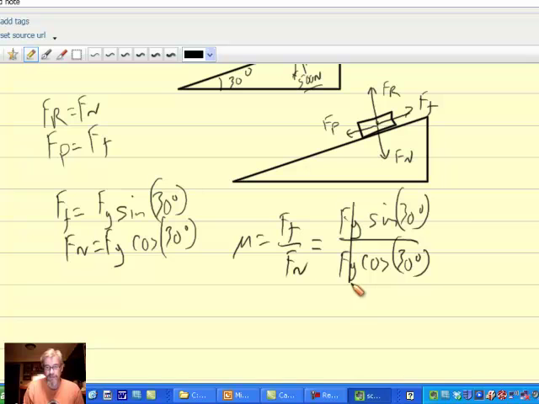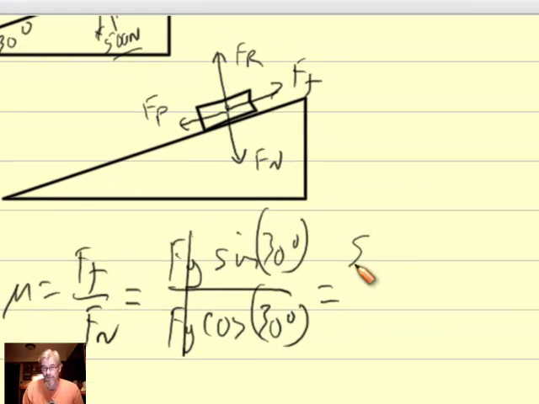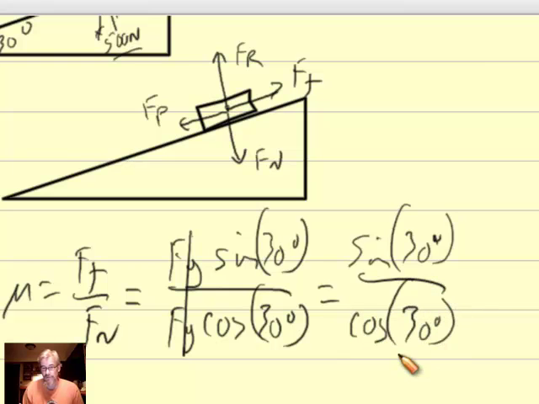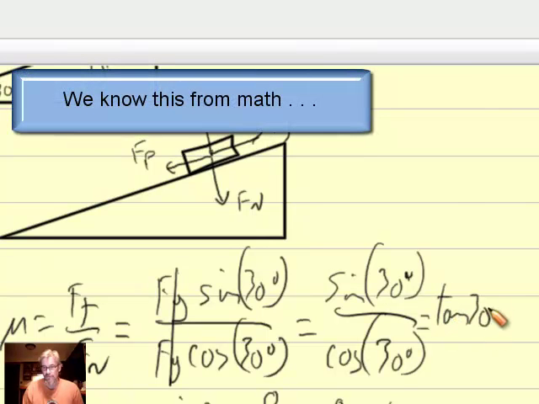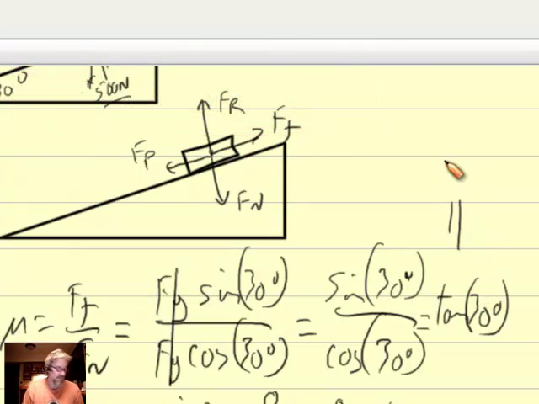So it turns out that the answer to this problem doesn't really depend on how much it weighs. That 500 newtons could be replaced by 50 newtons and we get the same answer. It's really just sine of 30 degrees over cosine of 30 degrees. This is really equal to the tangent of 30 degrees. So mu is equal to the tangent of 30, which is 0.577.